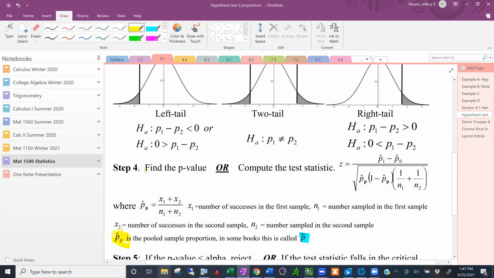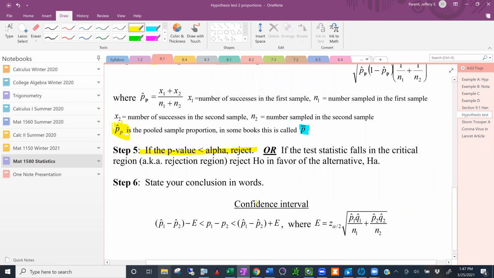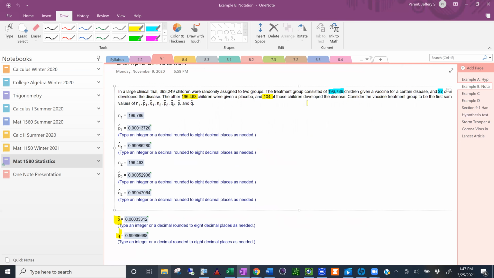So step 4 is just to find the p-value. That comes from the software that you use or your graphing calculator or similar. If the p-value is less than alpha, then reject, and then state your conclusion in words. Now, along the way, there's a lot of little things we need to figure out, like x1 and n1, x2 and n2, and then this thing here, p hat pooled. So we're going to do that with example 1. It's going to be example B, which is right here.